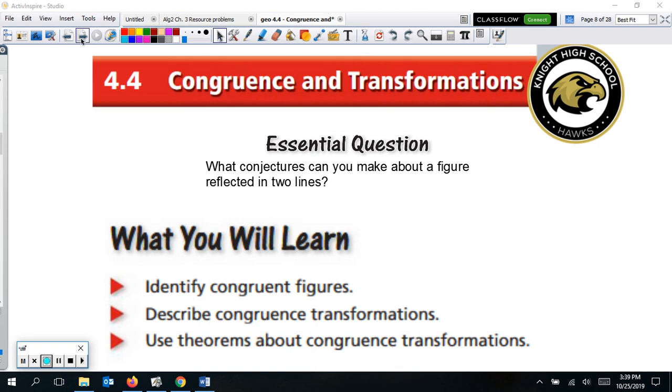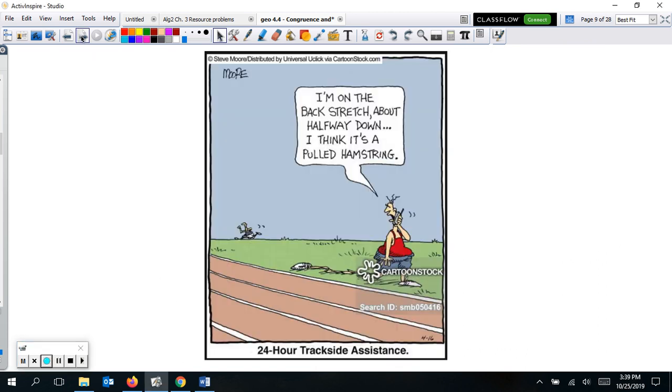Let's just take a look at our cartoon here for the day. So out there on the track is a runner. He's pulled off to the side of the track. It says down there at the bottom, 24-hour trackside assistance. This is like 24-hour roadside assistance, but applied to the track here. And the guy's on his cell phone. I'm on the back stretch, about halfway down. I think it's a pulled hamstring. So he's waiting for, I guess, a tow truck to come or something, to get him off there.